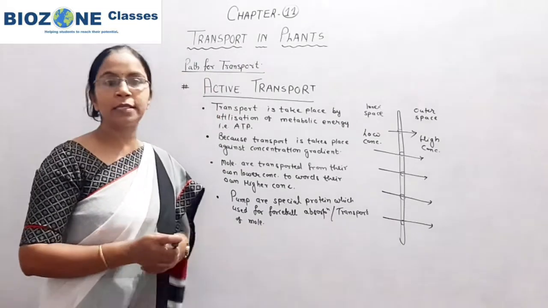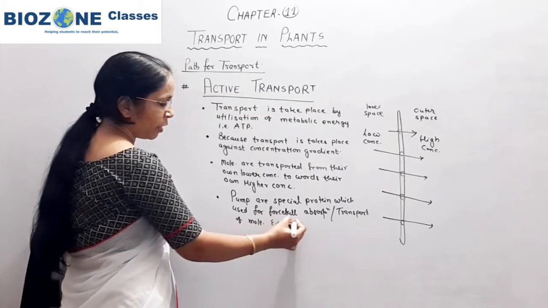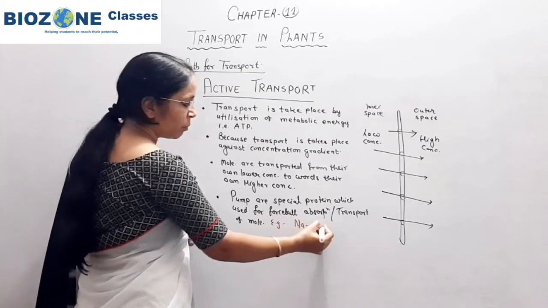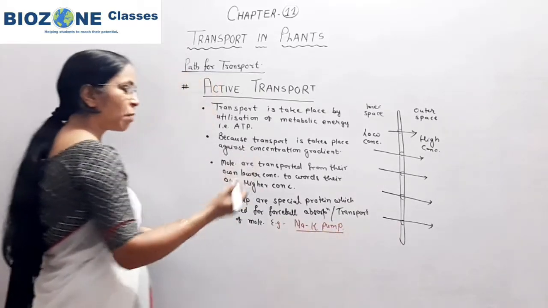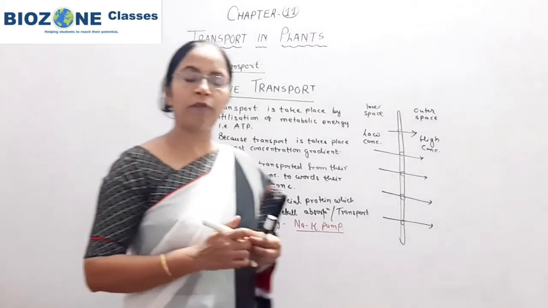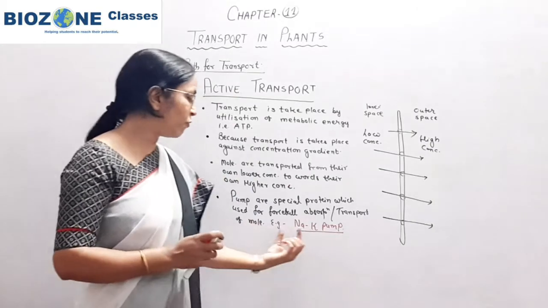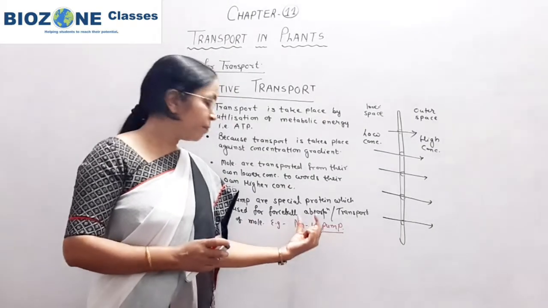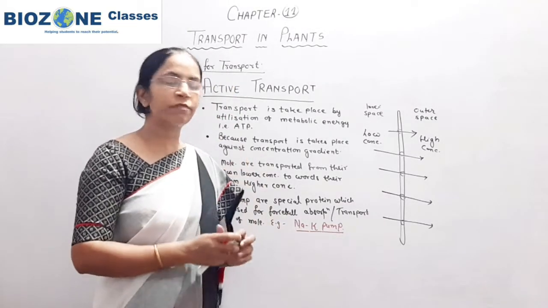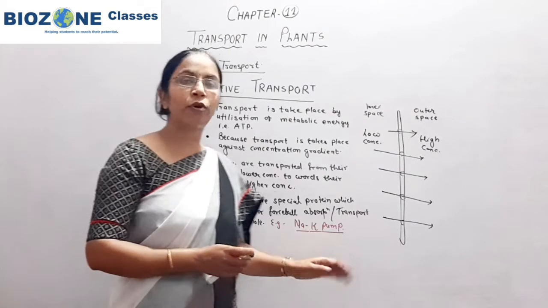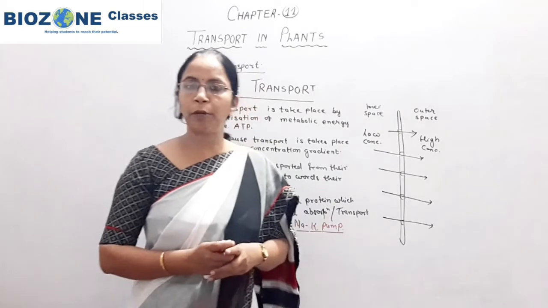One of the most common examples of active transport, you remember, is the sodium potassium pump. Again, why do we use the term pump? Because of some special proteins, or channel gate proteins, as we use the term for those proteins. Those proteins are responsible for the transport of sodium as well as potassium. So the proteins which are involved in the transport of sodium and potassium are commonly called the sodium potassium pump.